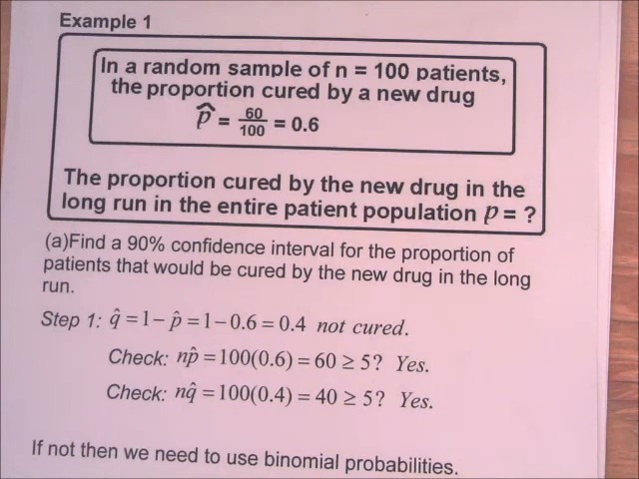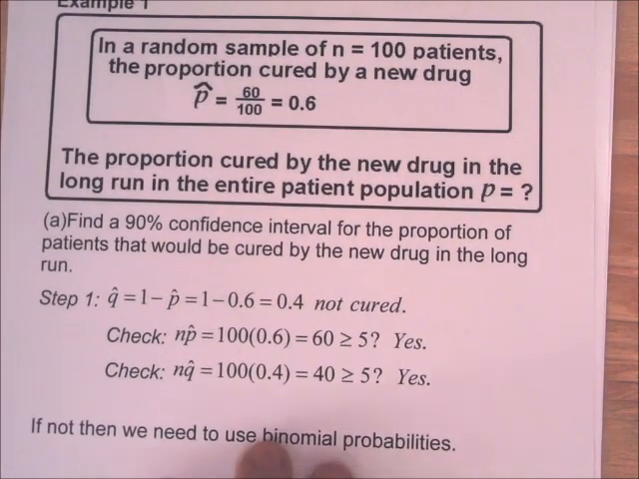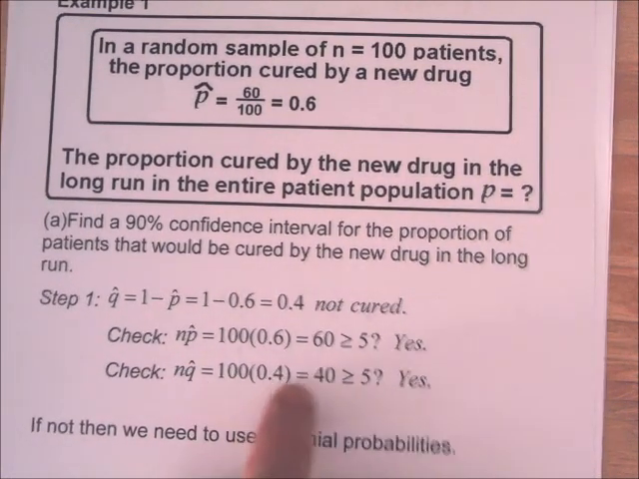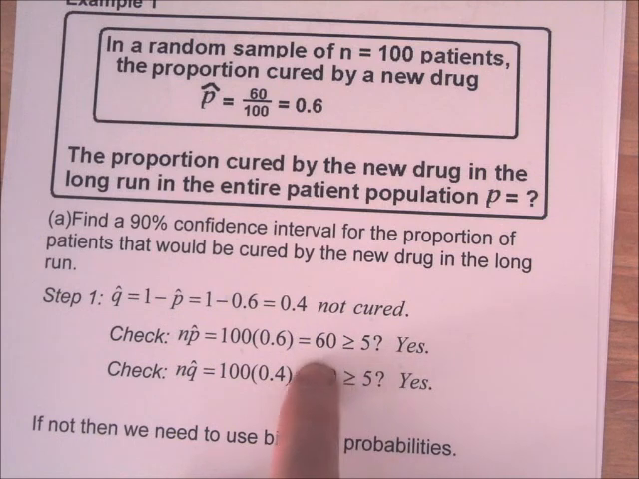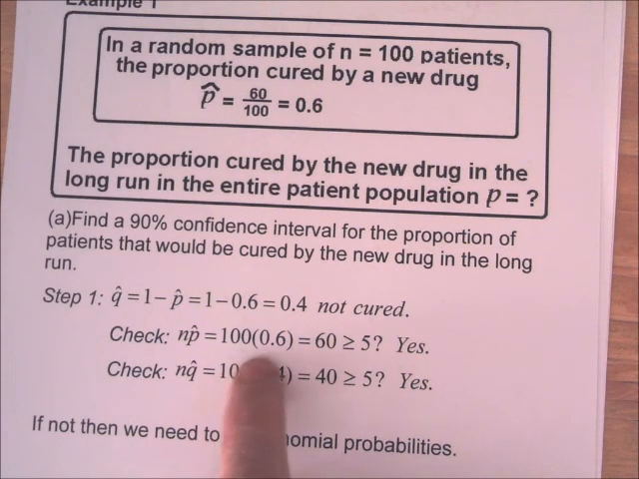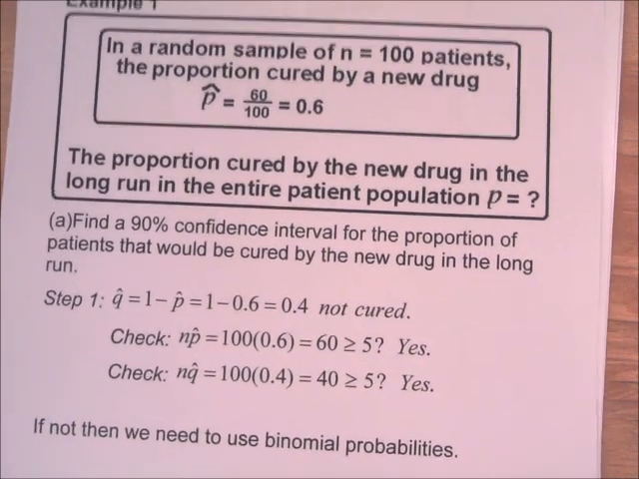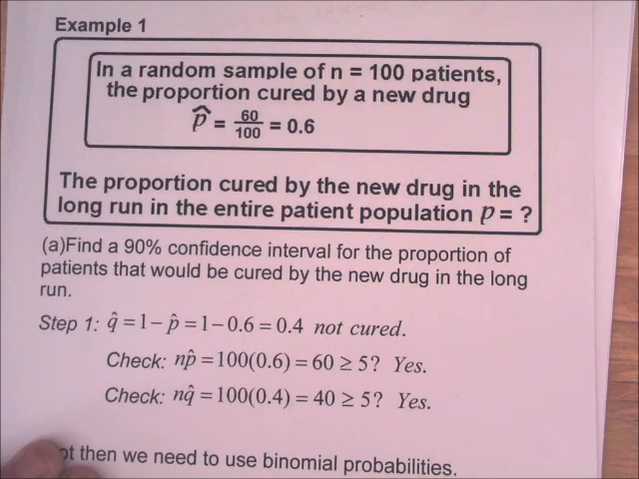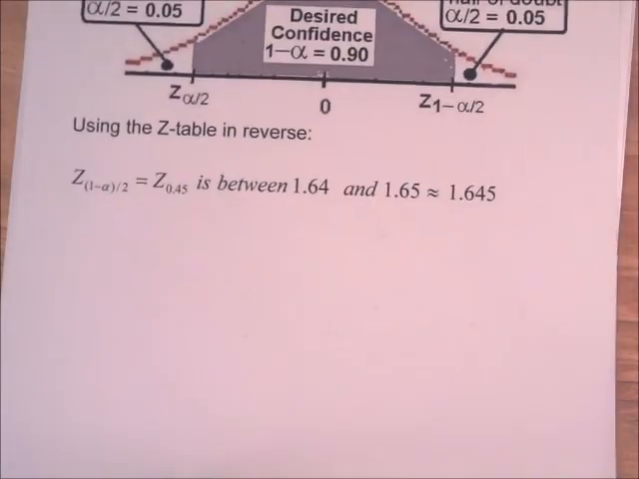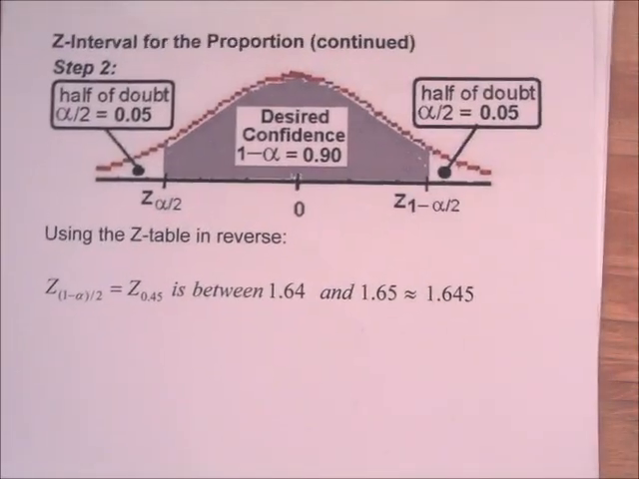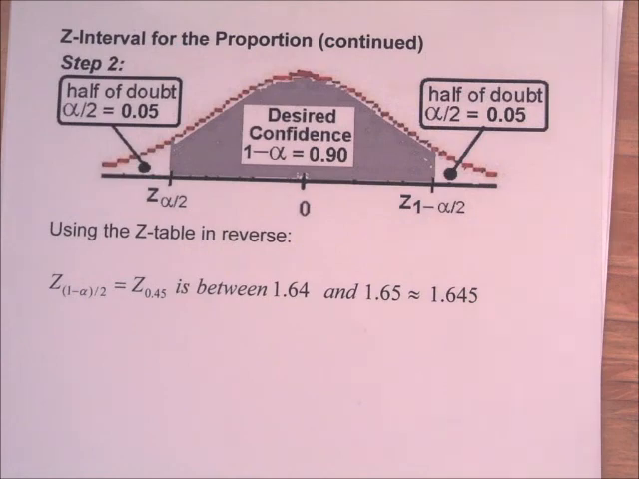In order to do that, we need to check that n times p hat and n times q hat are both at least 5. So n times p hat, 100 times 0.6 is 60, that's more than 5. n times q hat, that's 100 times 0.4, that's 40, that's more than 5. So they're both yes. That means we can use the Z table, and we don't have to compute the exact binomial probabilities.